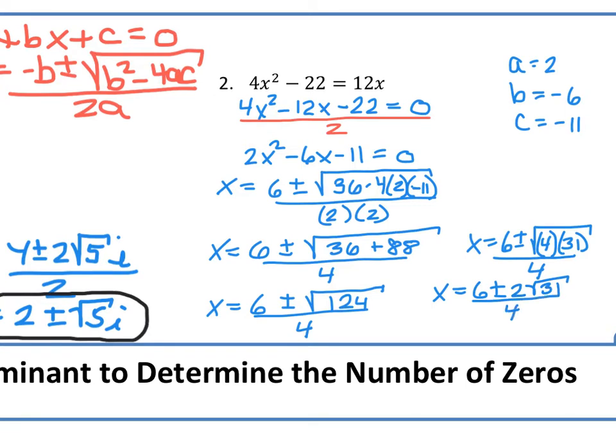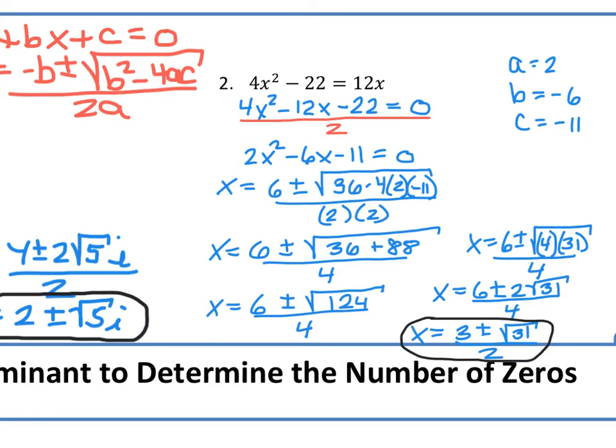And we might as well keep going. Each of these terms are evenly divisible by 2, everything there. So we can further simplify that down to x equals 3 plus or minus the square root of 31 all over 2. And so what we're left with here are real conjugates. The square root of 31 is irrational, but it is a real number. So this particular function, if graphed, would cross through the x-axis in 2 different places, and our solutions are real conjugates.